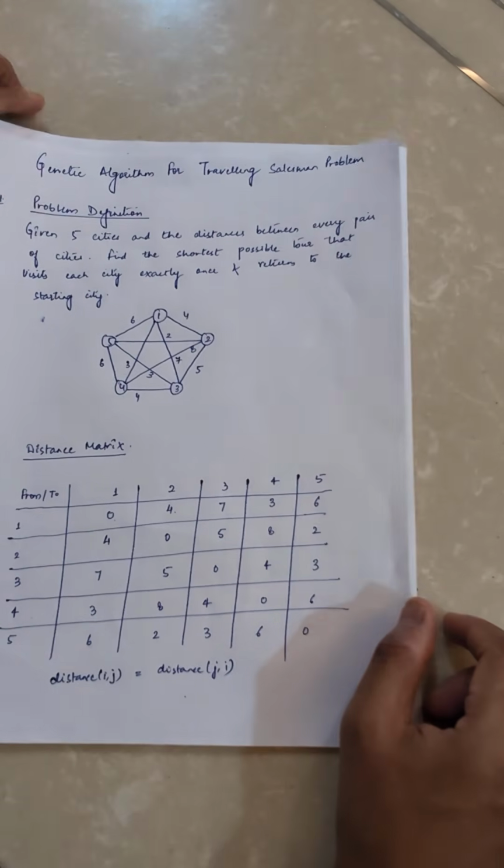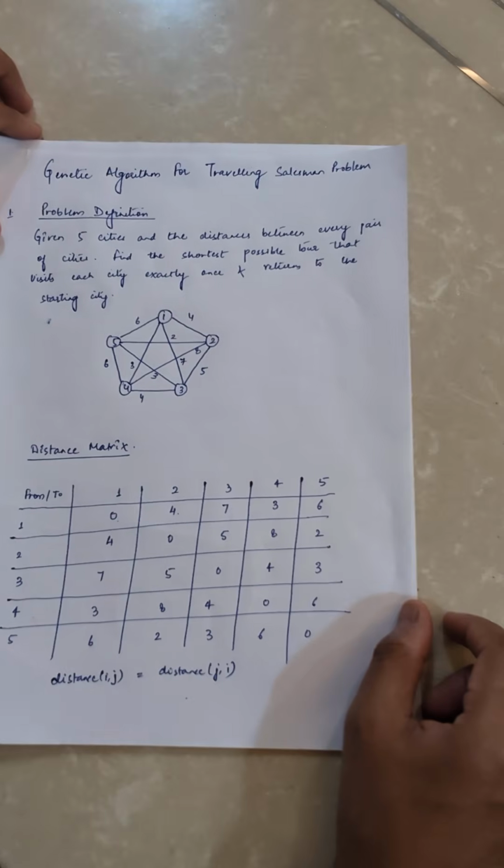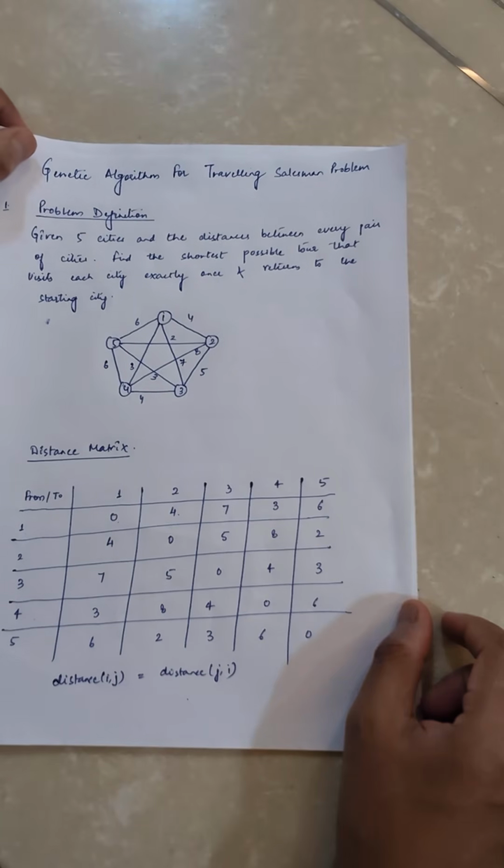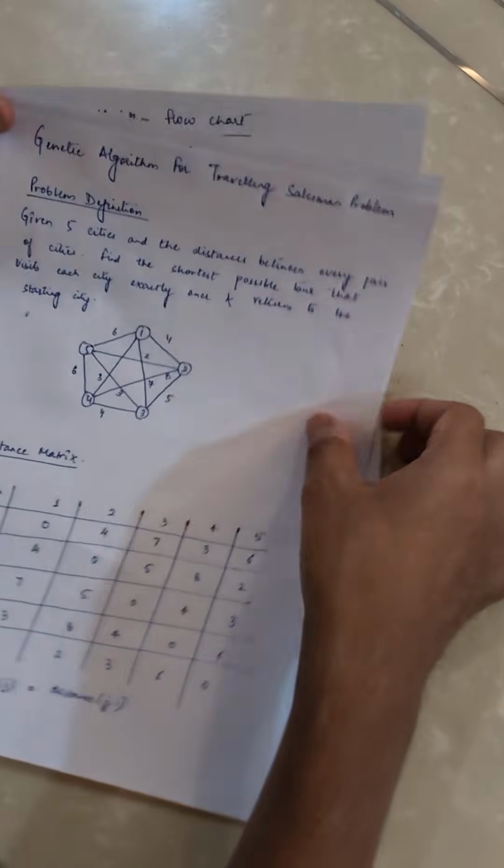So in this video, I'll be talking about genetic algorithm. We'll use genetic algorithm to solve the traveling salesman problem. This is one of the most frequently asked questions when it comes to machine learning or soft computing exams. Before going through the problem definition, let us quickly go through the genetic algorithm flowchart.